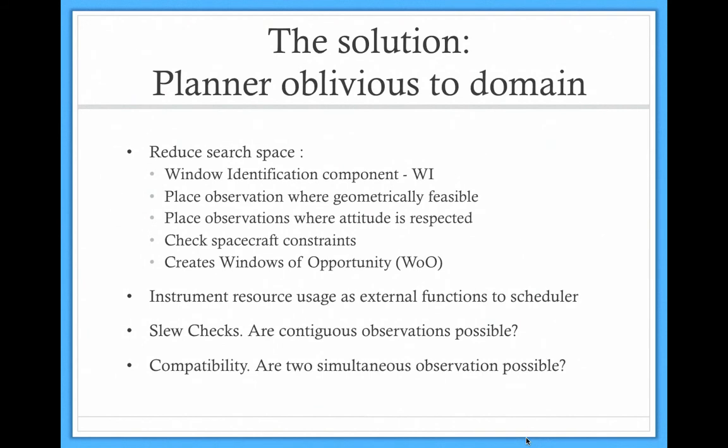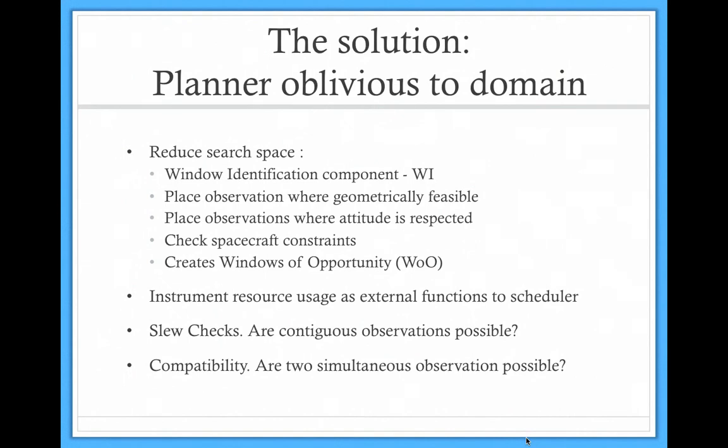The planning problem is still too big, so we have to help by reducing the search space. We do this by identifying periods of time where observations are feasible. Feasibility includes geometry checks, attitude checks, and spacecraft constraints checks. These periods of time are known as windows of opportunity.